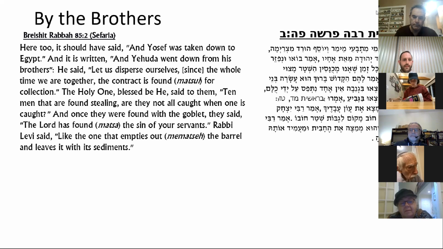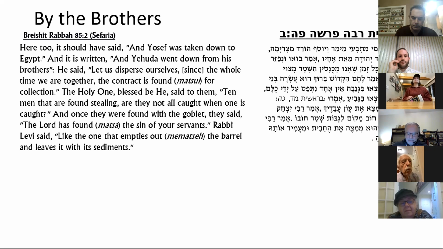Then, adding on to this, we have Rabbi Levi saying, what is it similar to? It is like one who empties, mimatzeh again. This looks like a similar root, of emptying the barrel and leaving it with the sediments. You thought you did a good job cleaning it up and covering up what you were hiding, but it turns out you did not do a very good job at all. So it's your fault, but you're going to get caught.